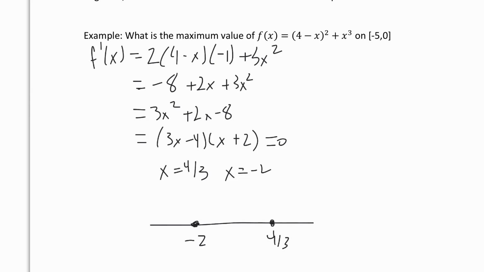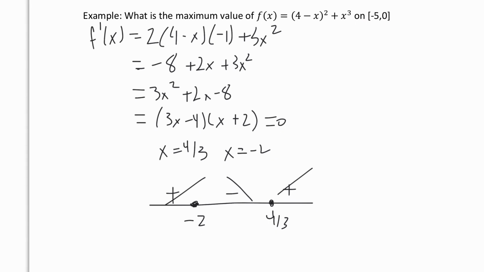Pick a number bigger than 4 over 3, say 10. We're going to get positive, negative, positive. So the graph is increasing, decreasing, increasing. Now you might think to yourself, well, that means the maximum value is over here somewhere because it keeps increasing and increasing and increasing. But the domain is very important. We're told to look from -5 to 0.